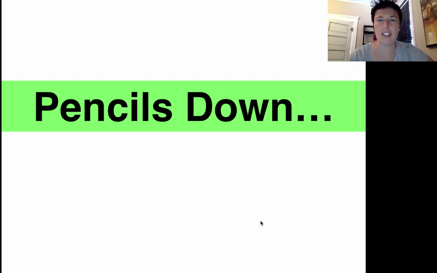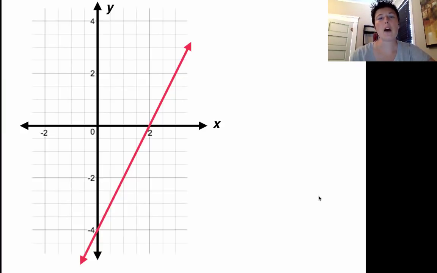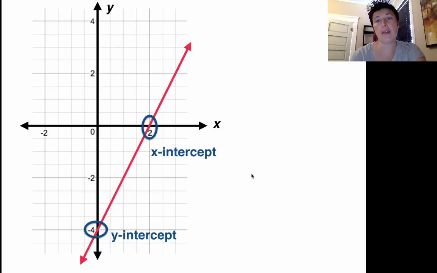I just want you to kind of listen and see. So I'm going to show you a graph that I've made up here. And you're not writing this down, you're just watching. But this graph, it's a pretty standard line. And it's got 2 points on it that stand out to me. One of them is the y-intercept, but the other one's called the x-intercept because it intercepts the x-axis.